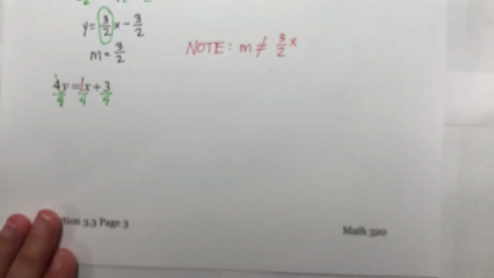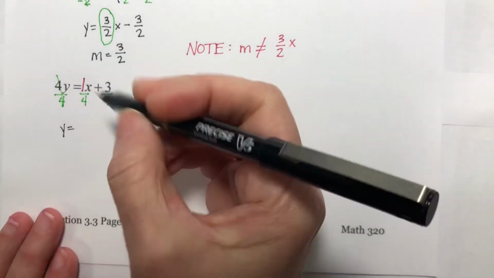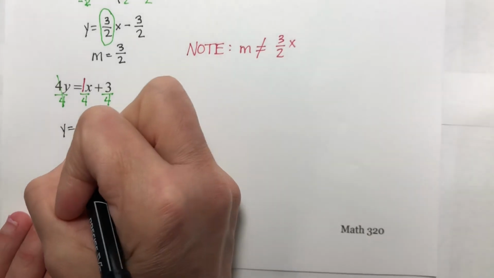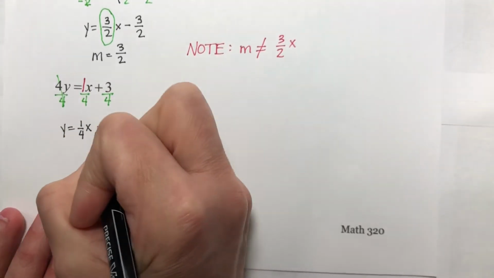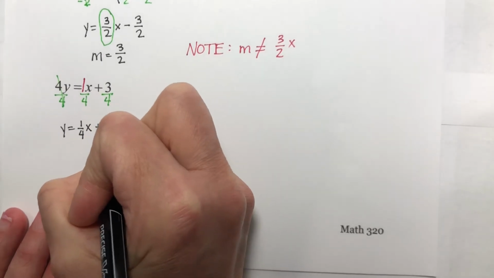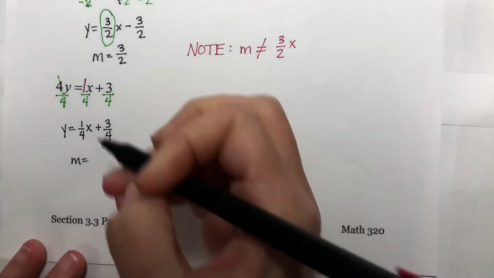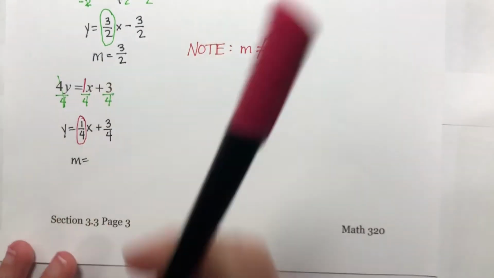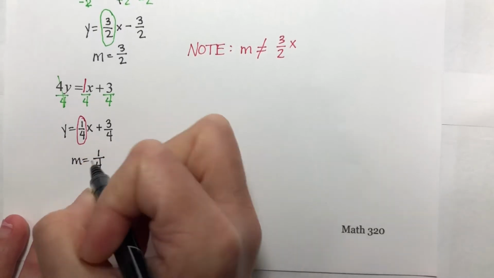Those should cancel out if we've done it correctly, and you should get y equal to 1 over 4, which does not reduce, so I have 1/4 x. And then 3 over 4 also does not reduce, so I have 3/4 here. So what is your slope? It is the coefficient of x. So this slope is 1/4.